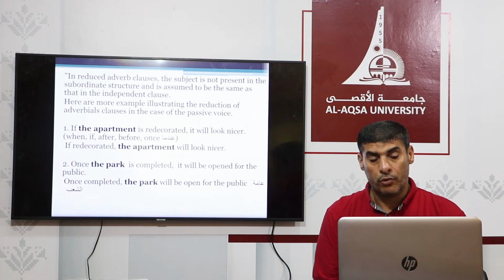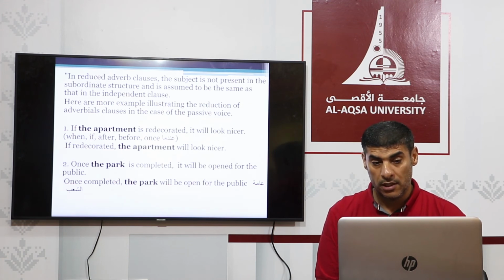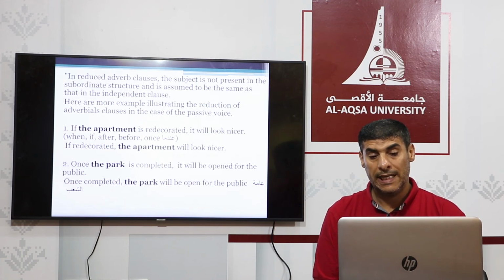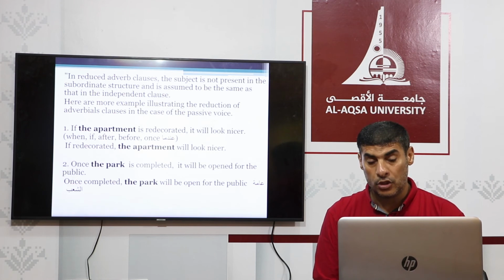This is very, very important. In reduced adverbial clauses, the subject is not present in the subordinate clause and is assumed to be the same as that in the independent or main clause.